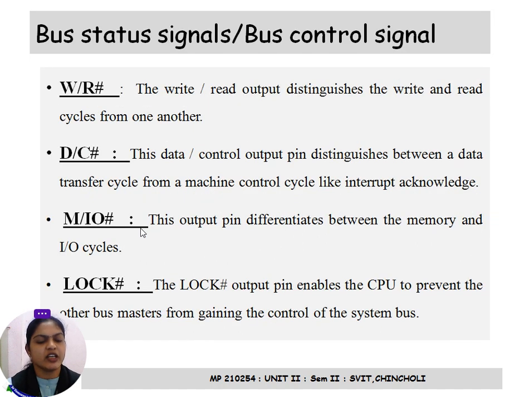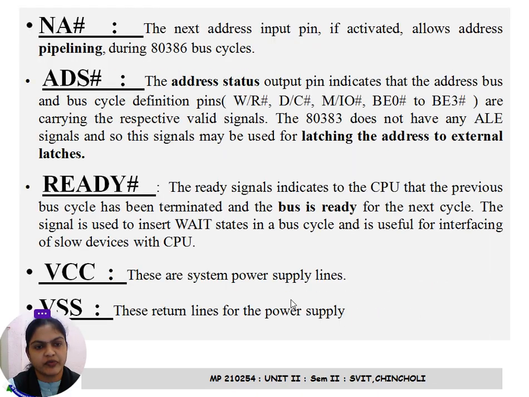Next pin is the lock bar. In some books a hash is given, in some books a bar is given. Hash and bar have the same meaning: these are active low signals. This lock bar output pin enables the CPU to prevent the bus from being used by another signal. Next is the next address input pin, which is again an active low pin, required for the pipeline.